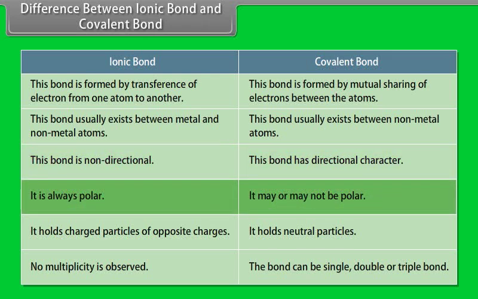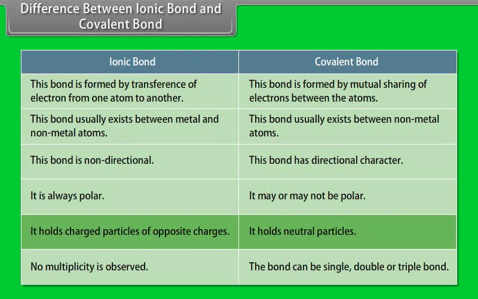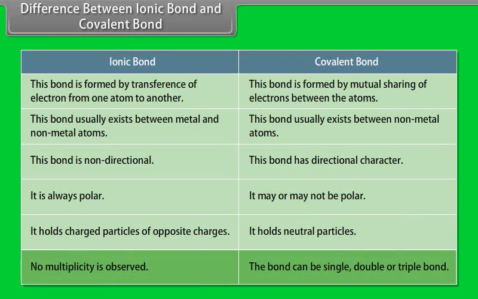Ionic bond is always polar, whereas covalent bond may or may not be polar. Ionic bond holds charged particles of opposite charges, whereas covalent bond holds neutral particles. No multiplicity is observed in ionic bond, whereas covalent bond can be single, double or triple bond.